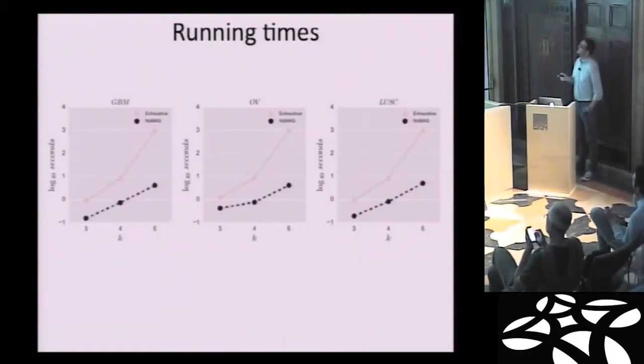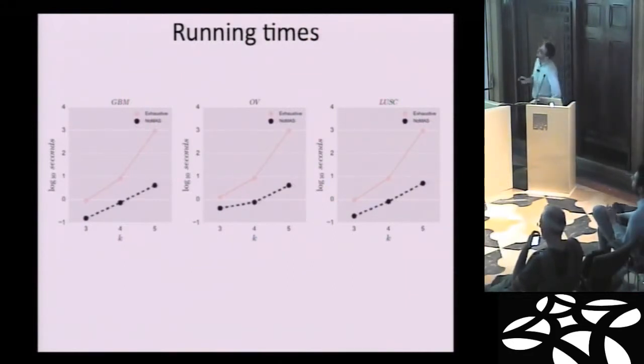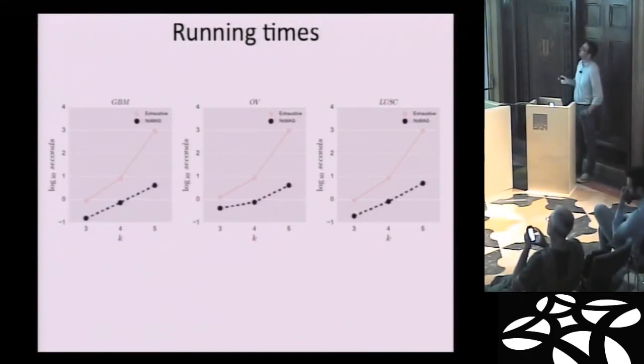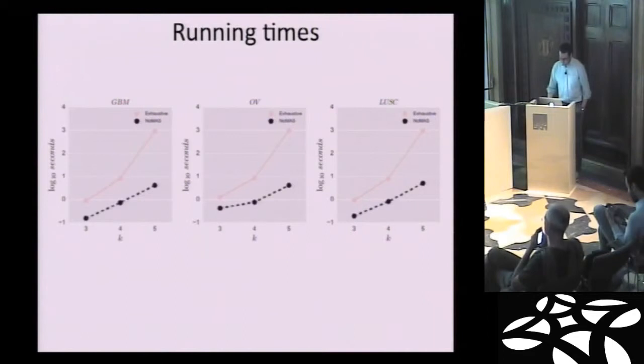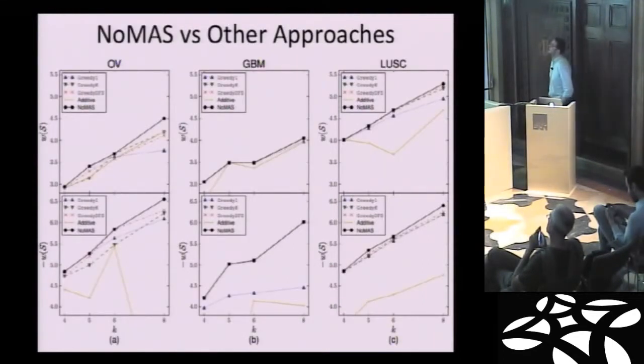The first one is about running times. On the x-axis, we have the size of the subnetwork that we are looking at. On the y-axis, we have the logarithm of the number of seconds that the algorithm runs for. This is the curve for NOMAS, our algorithm. This is the curve for the exhaustive algorithm. As you can see, our algorithm is more efficient than the exhaustive one already for small values of k, and when k becomes larger, the exhaustive one would not be reasonable to run. And the exhaustive algorithm is actually an enumeration algorithm for subgraphs that is not the naive algorithm that we could think of.